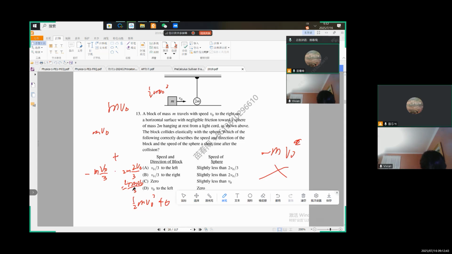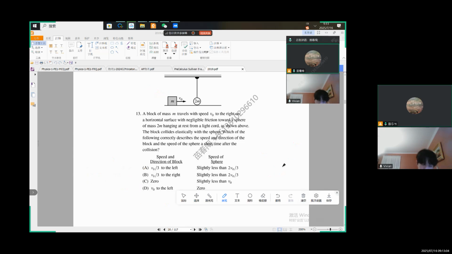mv0 plus 2. Oh, this is to the right, so it's not working. Plus, then you are 4. I thought it's positive there. Then that's a 4. That's a 5, right? So it's totally not checked with the conservation of momentum, right? So that's why B is out. Does that make sense?